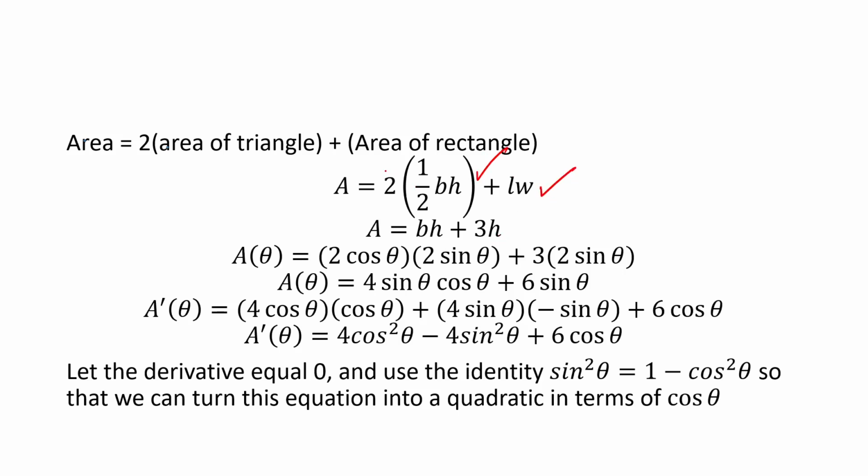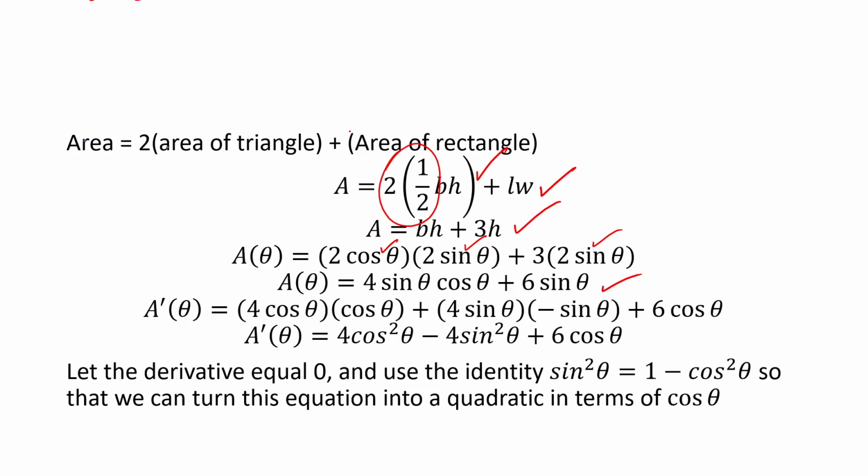So again, 2 times 1/2 is just 1, so it's base times height plus 3 times the height. So we establish that the base is 2 cos theta, the height is 2 sine theta, and we get this expression right here. The area as a function of theta is 4 sine theta cos theta plus 6 sine theta.